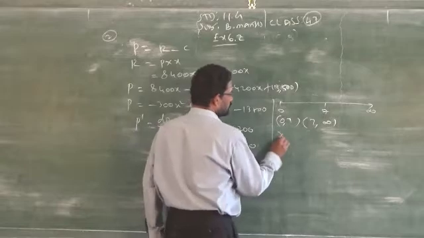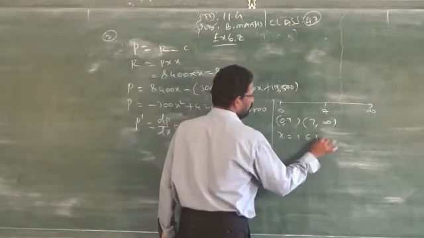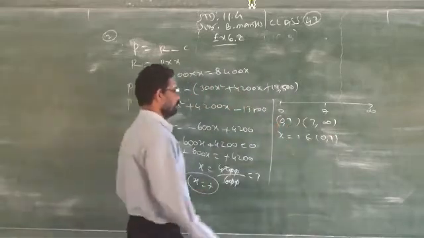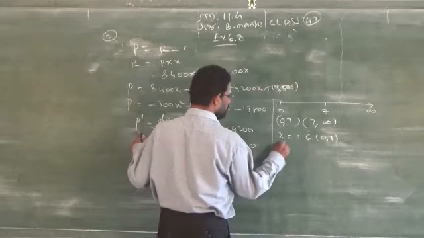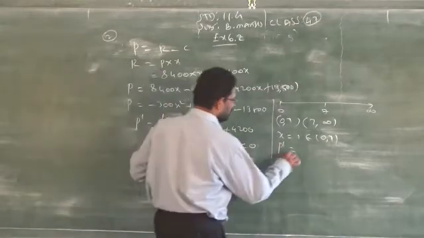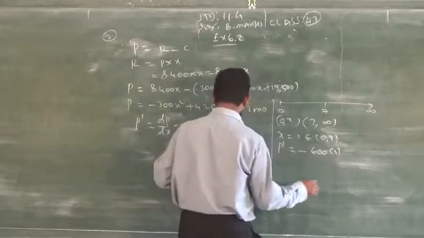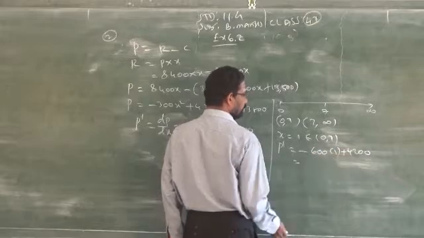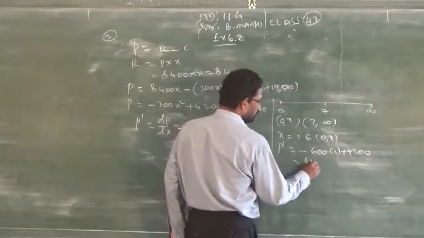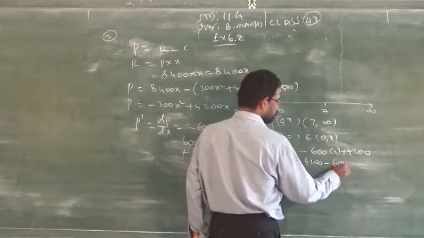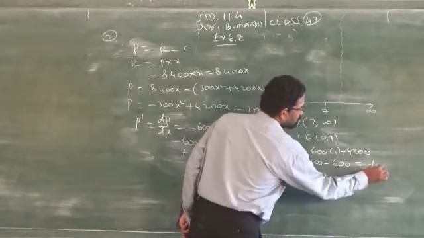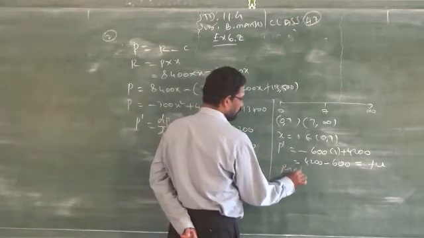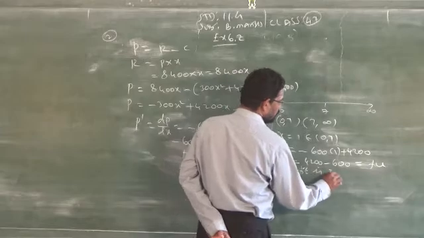You take any 1 point from the first interval. Let's say 1. 1 belongs to 0, 7. Don't take 7. If you take x equal to 7, you will get the answer 0. So you have to substitute in the first order. That is p dash is equal to, what is that first order? Minus 600 of 1 plus 4,200. So you will get 4,200 minus 600. The answer is always positive. Clear? Therefore, when the answer is positive, you have to write profit is increasing.